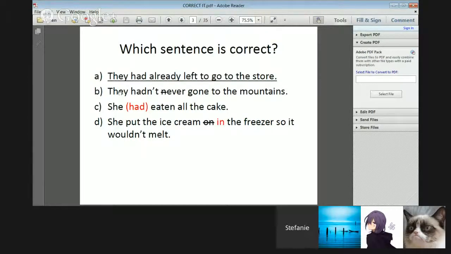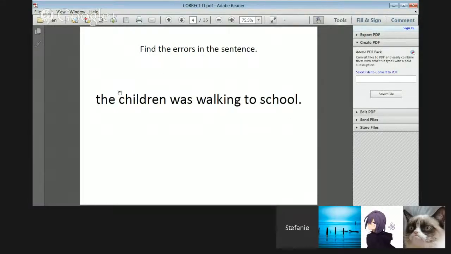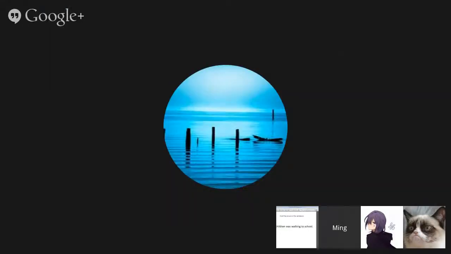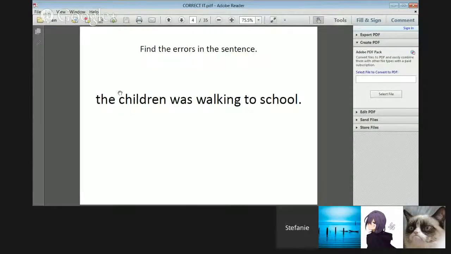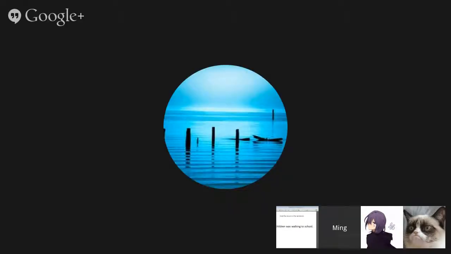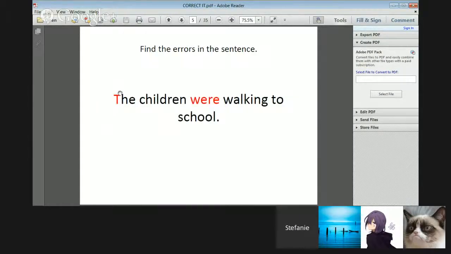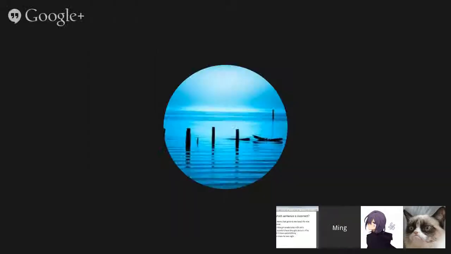Good. Okay, Ming, this one is for you. Find the errors in the sentence. The children was walking to school. The children were should be. Yes, exactly. And there's another mistake. Oh, the T should be capitalized. Exactly. Good. The children were walking to school. Beautiful.